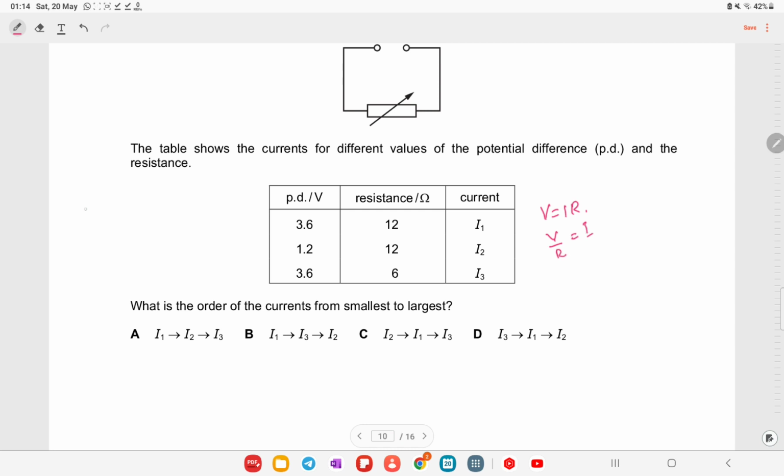So you guys can do this thing: 3.6 divided by 12, 1.2 divided by 12, and 3.6 divided by 6. So find out the values, and if you get those values easily, this is going to be option C, because it's asking smallest to bigger one. So I2 is the smallest one, then it's going to be I1, and then it's going to be I3.